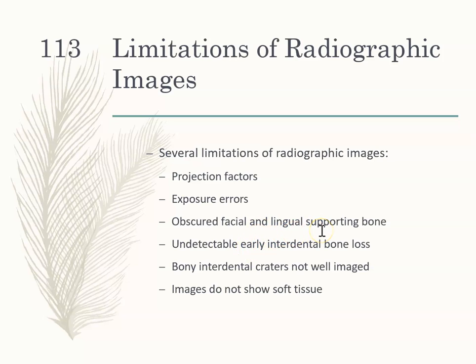Early bone loss is not always shown on the radiograph. Early bone loss is not shown on the radiograph, but it is shown when you do CAL. So if you're calculating CAL, that is shown. And then it doesn't show any soft tissue, so you won't know where the gums stand. The gingiva is not present on the radiograph. The only things you see on the radiograph are your bones and your teeth, but you can't see soft tissue like gums.